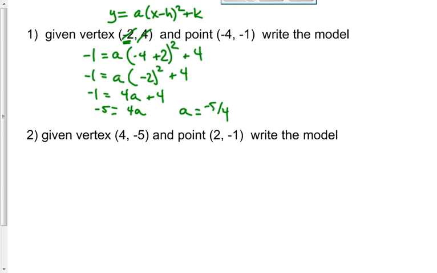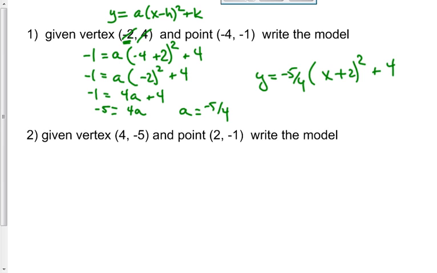Now you just need to take your answer and write the model. y equals negative 5/4, your vertex, negative 2, 4, so it goes in as (x plus 2) squared plus 4. And you're done. Your second one, your vertex is 4, negative 5. Your random point is 2, negative 1. And again, we're going to write the model.